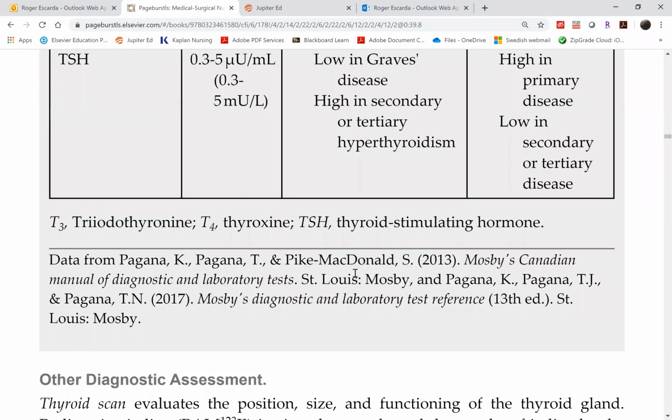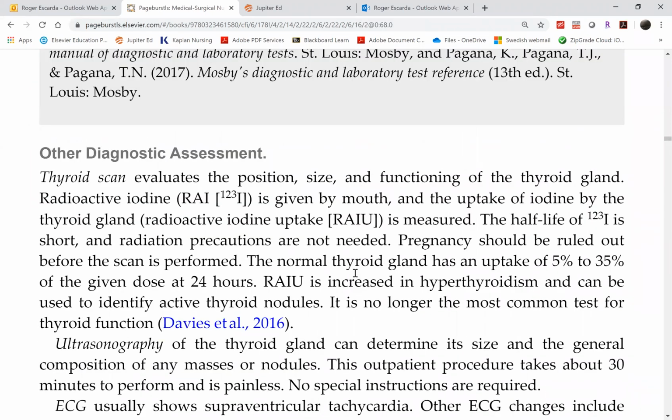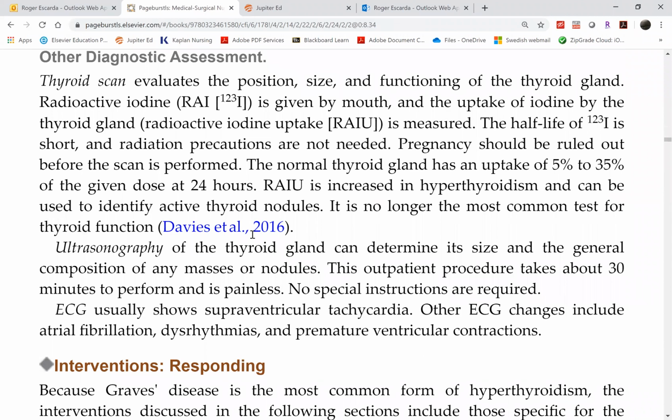So that's the labs. For diagnostic testing, there are a few. One is a thyroid scan. In a thyroid scan, we use radioactive iodine. This is a lower dose though. This is called RAI 123. There is another radioactive iodine, this time used for treatment.